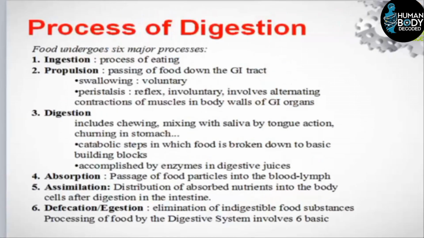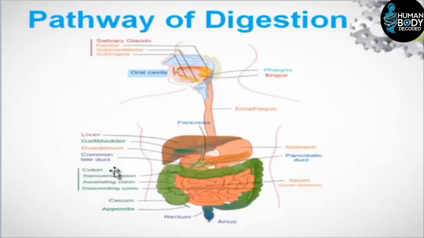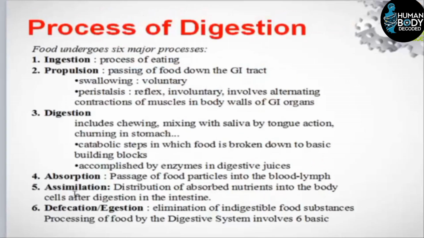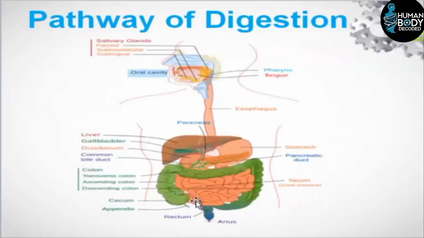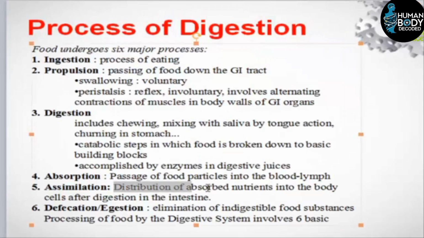The next step is absorption. Let me tell you what absorption is. I have mentioned earlier in this video that the digested food is absorbed through the villi in the small intestines. This process is called absorption. Next is assimilation. What is assimilation? Once the food is absorbed, it enters the blood capillaries. The absorbed food is distributed through the blood to the body cells. This process is called assimilation. This means the distribution of absorbed nutrients to the body cells after digestion in the intestines.